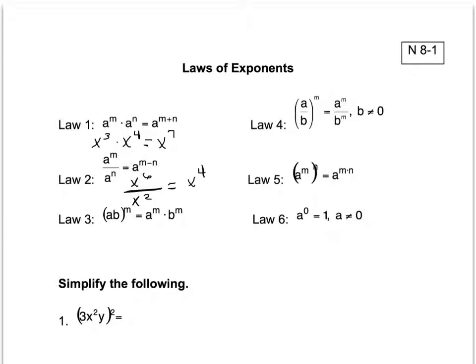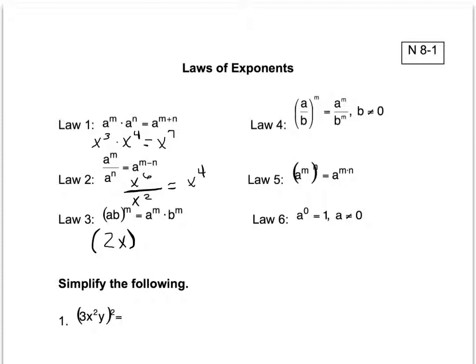Now, Law 3 tells us if we have a product and the entire product is raised to a power, each individual factor of the product is also raised to that exponent. This is probably pretty straightforward as long as the products involved are variables. This would be an example of what I find students struggle with the most. Let's say we had a constant times a variable.